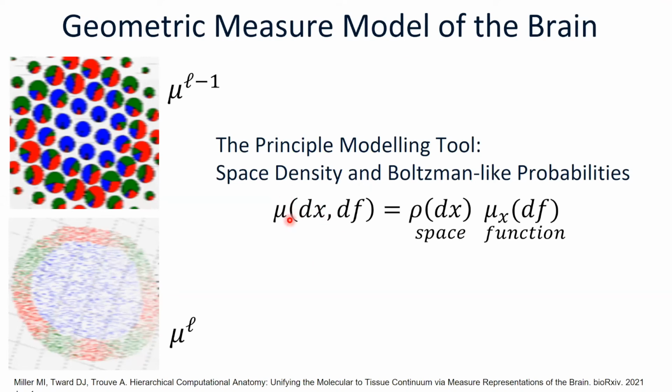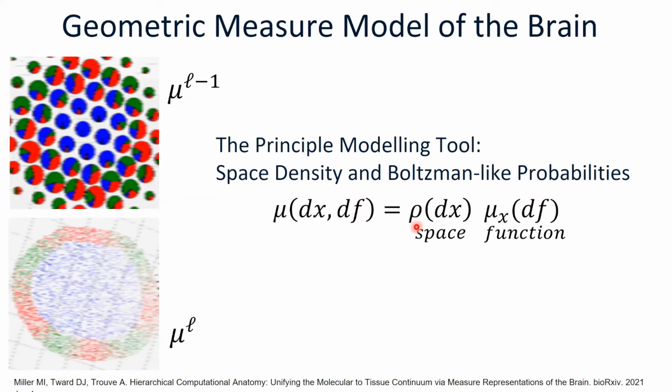Now, the principal modeling tool has two parts to it. We called it mu for measure. It's a measure, just like a probability measure. It's not a probability, it doesn't add to one, but it's a measure. It has space in it, and it has the functional feature. The functional features are like RNA species, cell type, tau particle properties, amyloid particle properties.